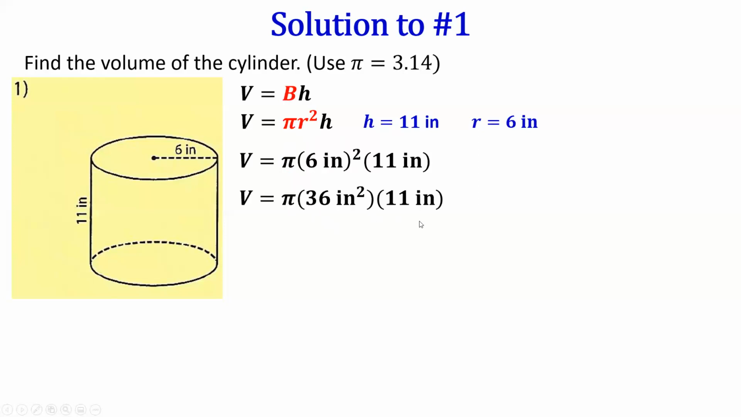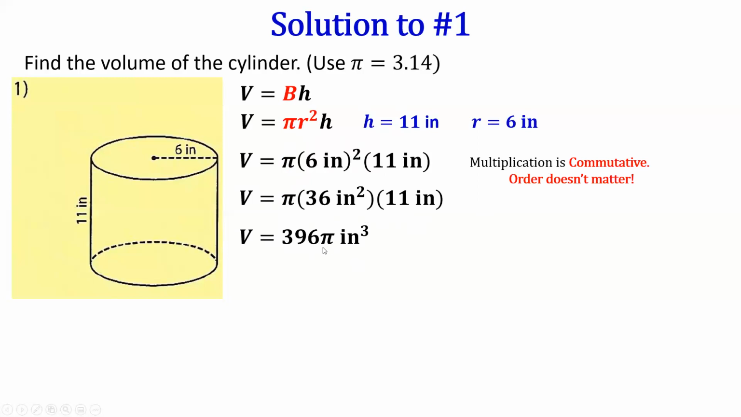And now you have some options here. You can plug in 3.14 and multiply by 36, or you can take 3.14 and multiply by 11, or you can do 36 times 11. Because multiplication is commutative, order doesn't matter. So you have all of the options you want. Since I'm leaving pi as pi for now, I'm going to multiply the numbers. So I'm going to do 36 times 11. And 36 times 11 is going to be 396 pi.